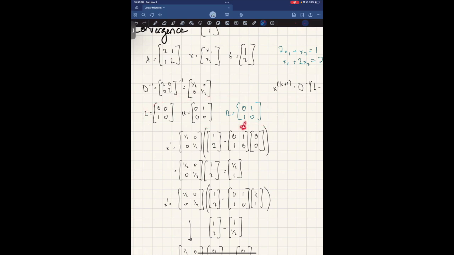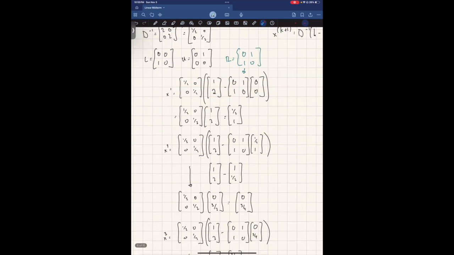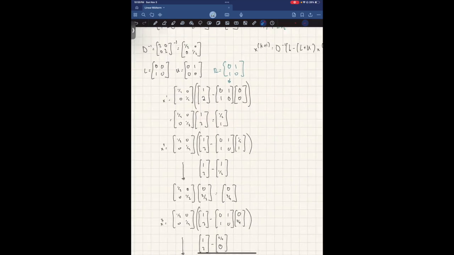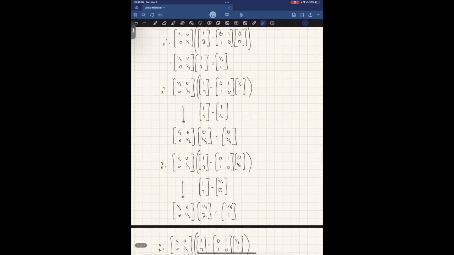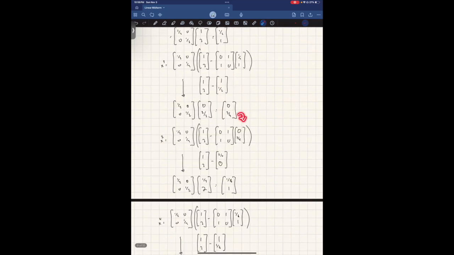We just plug that in right here. So the arithmetic is going to look very similar here. We just plug in our initial guess, we do the math, and we get our answer for the next iteration. And then plug this in here, and then we get our answer. And we just continue on. We do the same thing. We plug it in, and we get our answer.